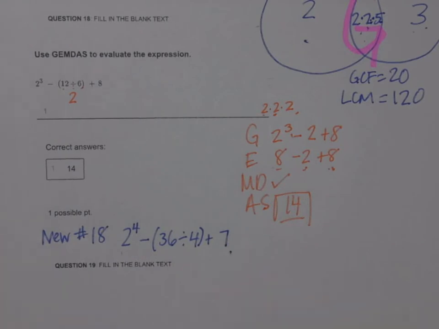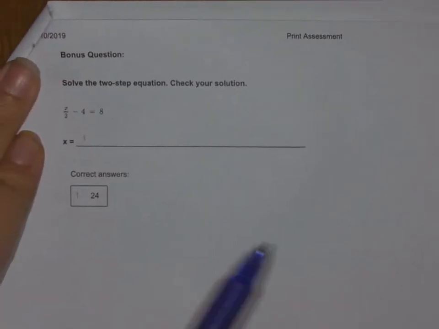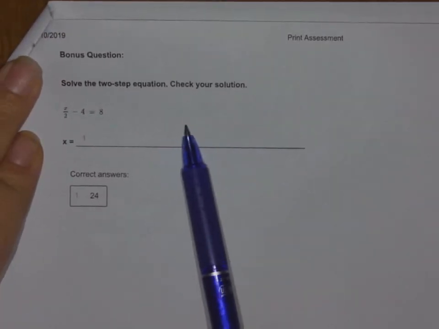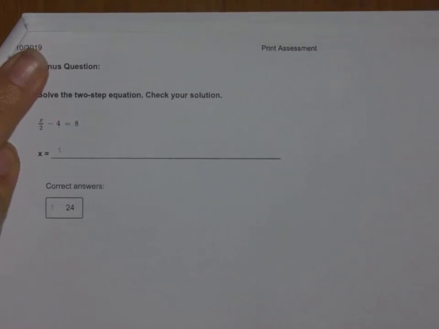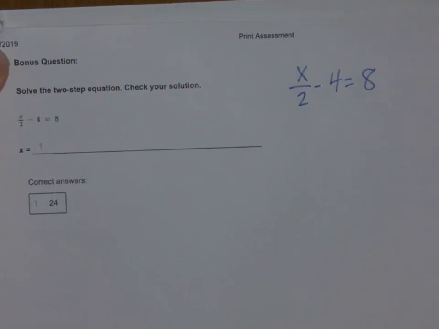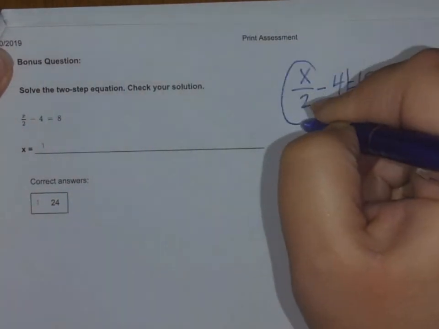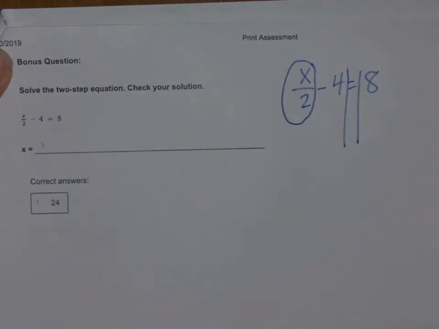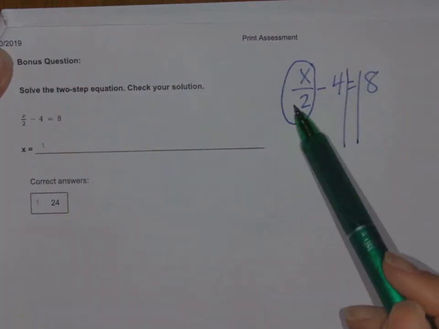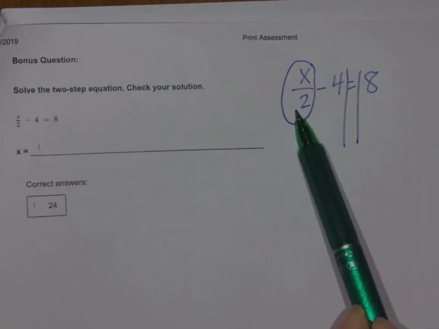Okay, question 19. Our last one, the bonus question. Yes, you still need to do the bonus question. This is a two-step equation. So this means we're going to have to do a little bit more work. Okay, but the steps are still the same. First, I'm going to draw my railroad tracks. Then I'm going to circle my variable and anything attached. Okay? Now, instead of just getting rid of one thing, I actually have to get rid of two things. I have to get rid of this 4 and this 2 so that x can be alone.